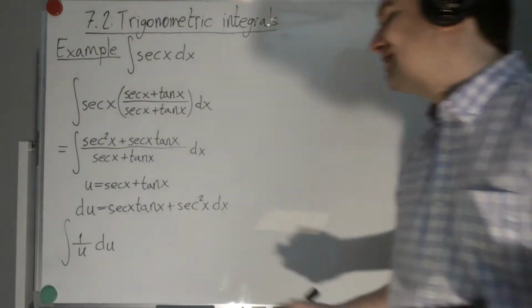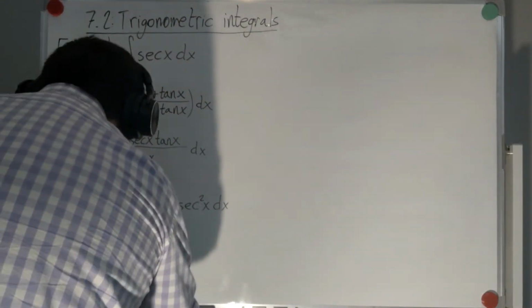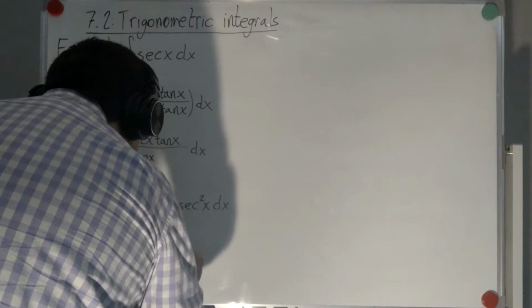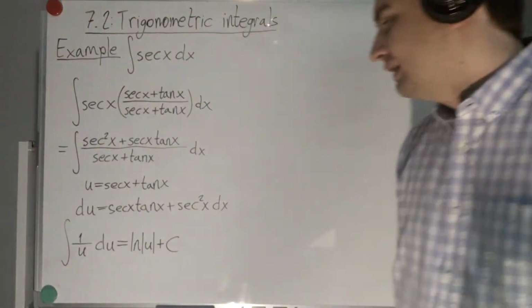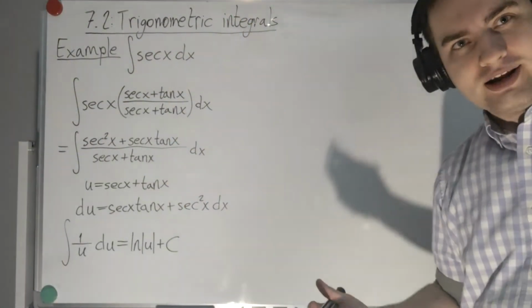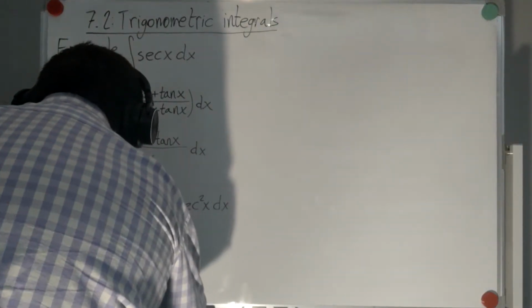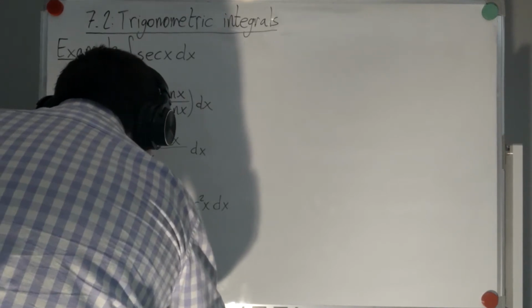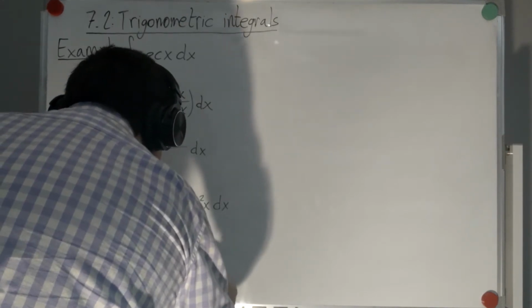And then, of course, the antiderivative of 1 over u is just ln, absolute value of u, plus c. And then u is just a name for secant x plus tangent x. So that means that this is no more than the natural log of the absolute value of secant x plus tangent x plus c.